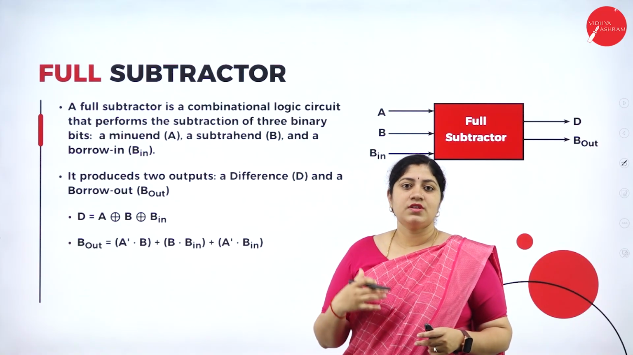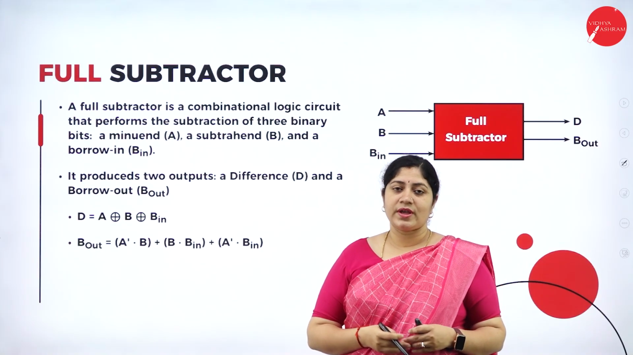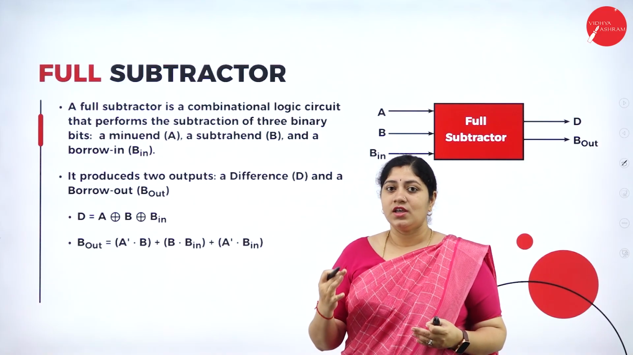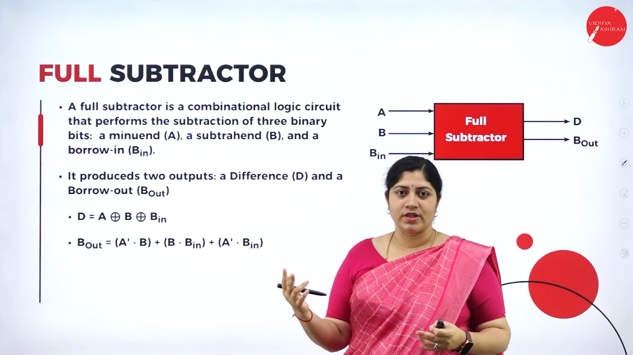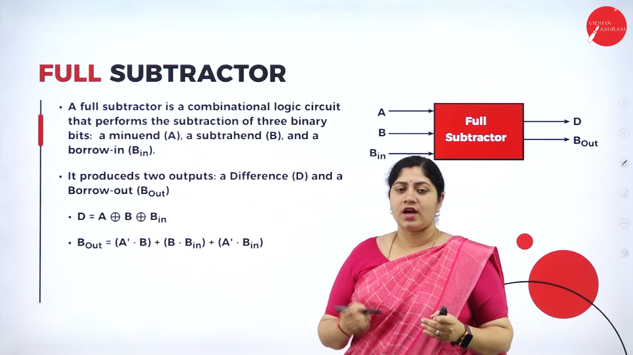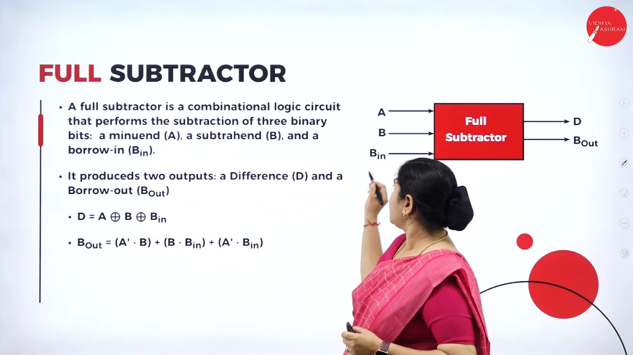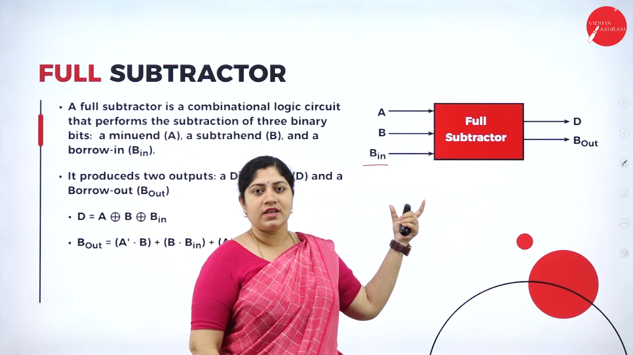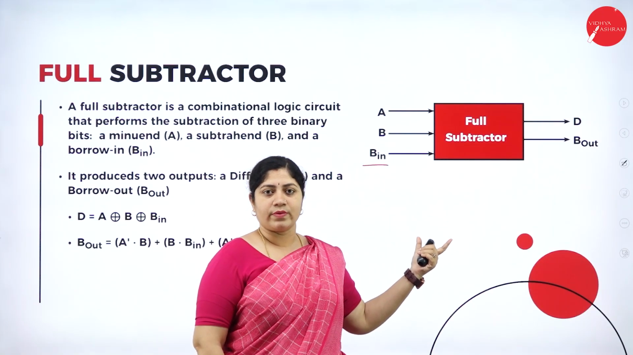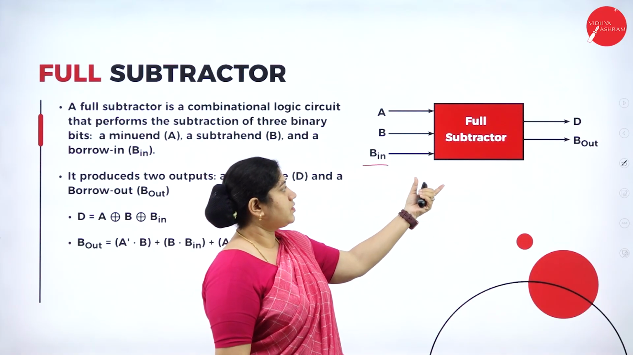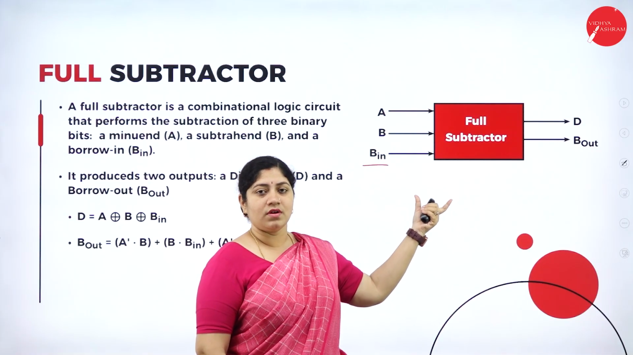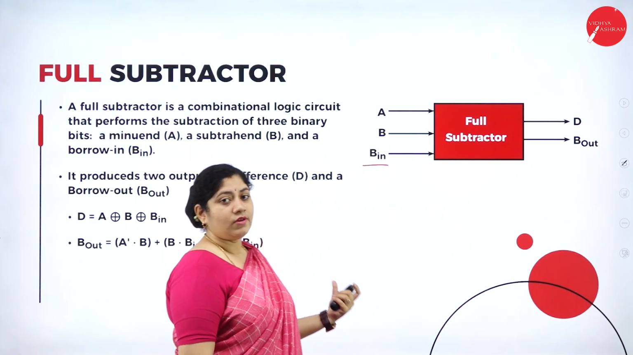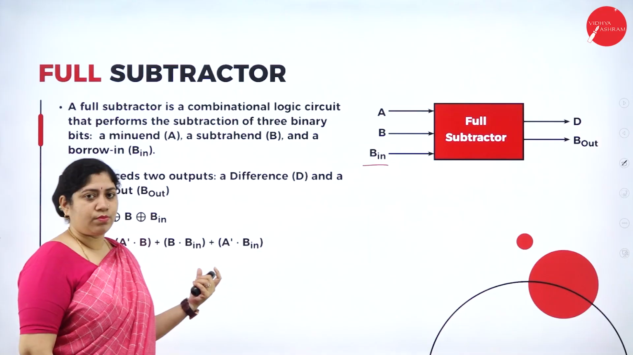Even the full subtractor is a type of combinational logic circuit, and here we'll be having 3 input bits and 2 output bits. So the 3 input bits are A, B, and then followed by B in. Then the output bits are none other than the difference as well as the borrow. Clear? So this is a basic block diagram of a full subtractor. Now let's see the expression. Expression is very, very important, right?